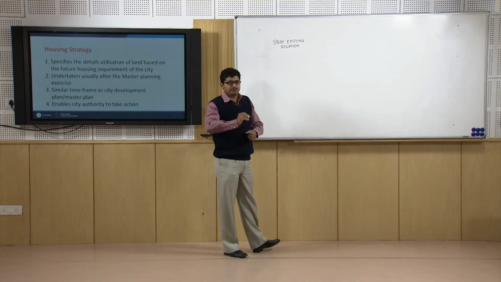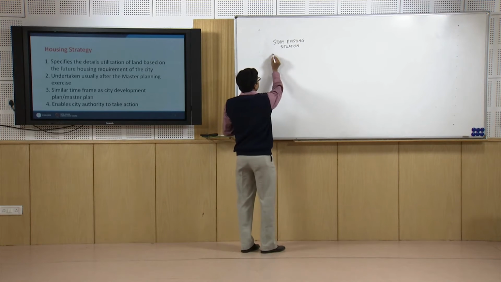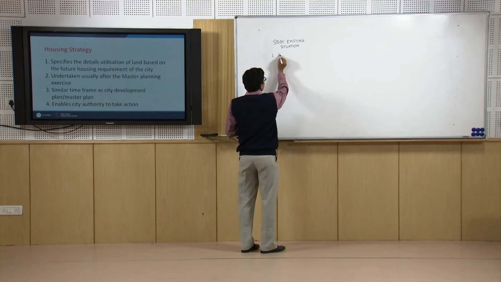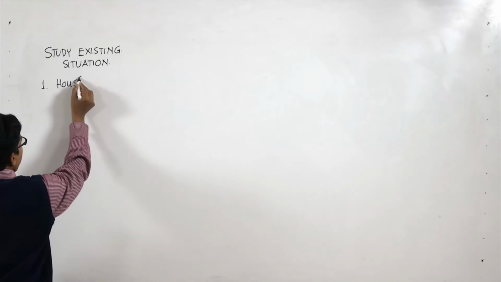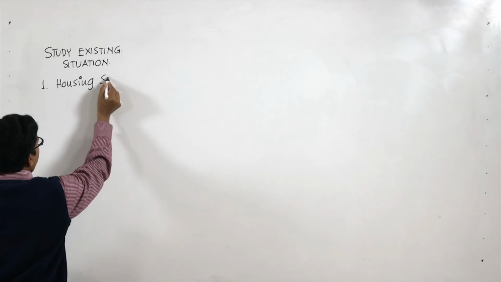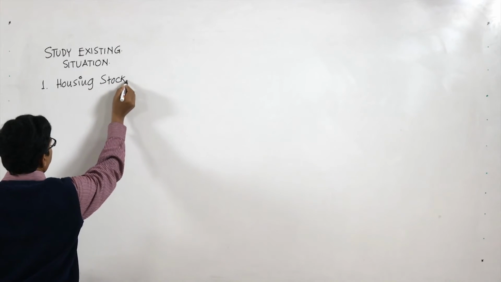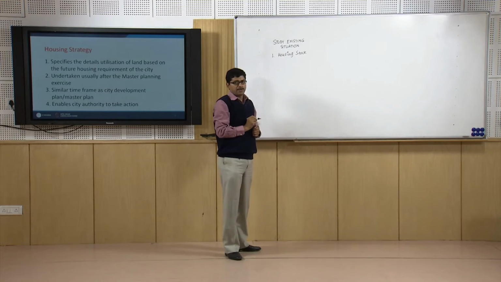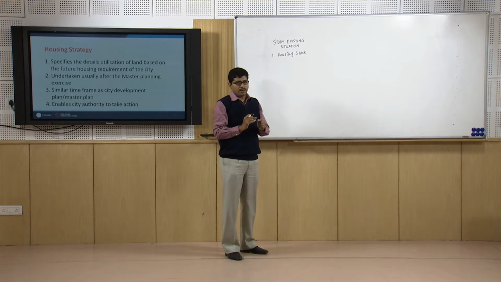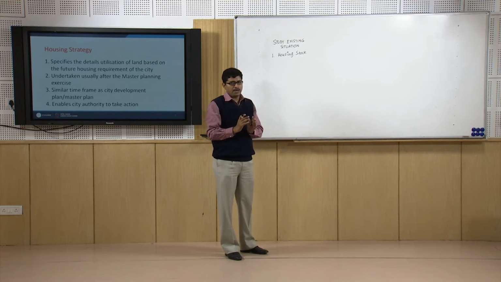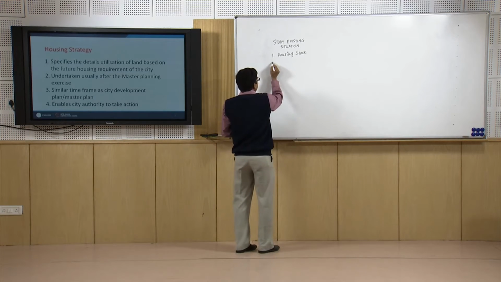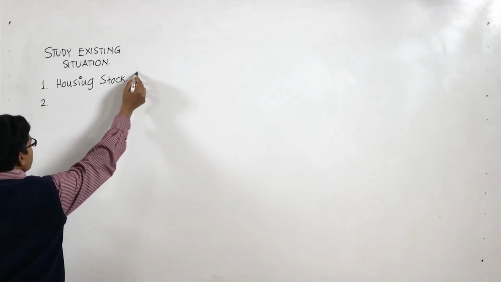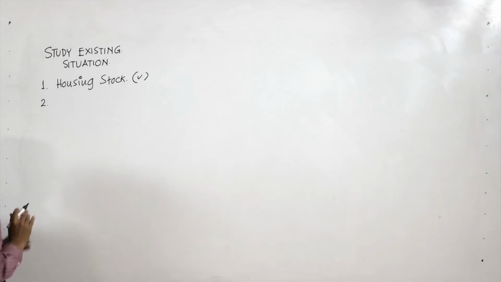Basically, first of all we estimate the current housing stock. Current housing stock means combining every category of housing, you have to assess the current housing stock and what could be the estimated shortage. This is a quantitative parameter for the city as a whole, the total housing stock, with description and classification.